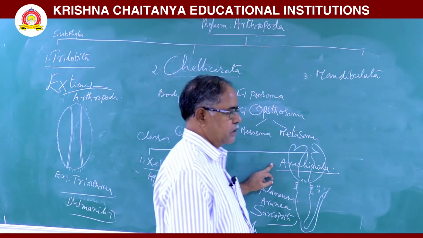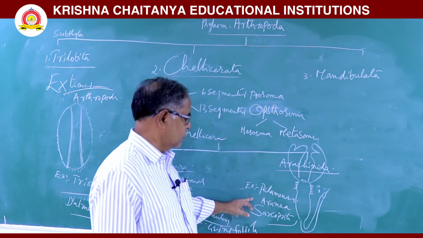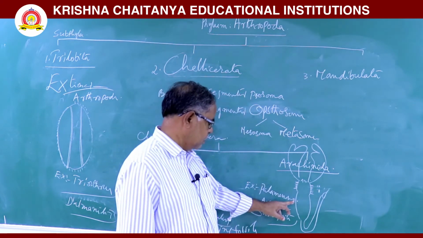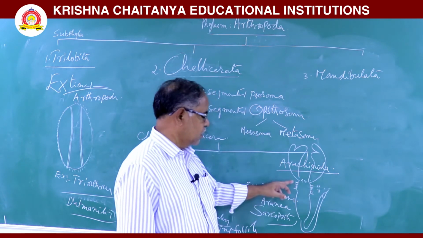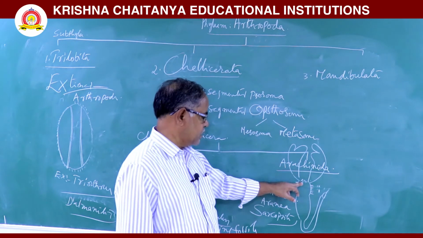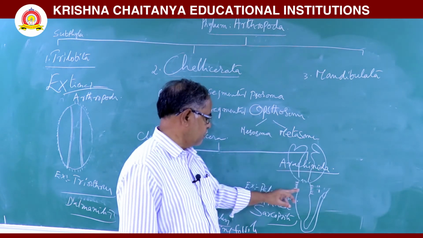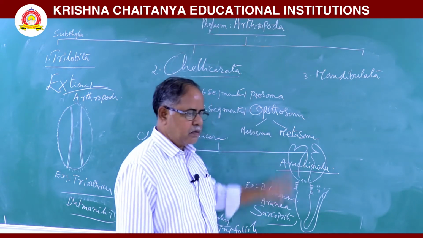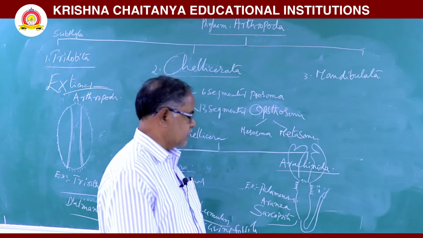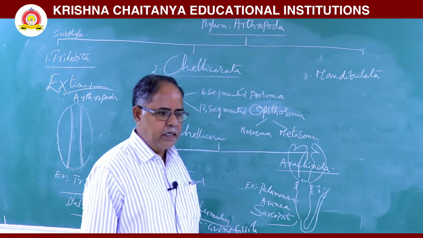Next class is Arachnida. Arachnids are terrestrial. The body is divided into prosoma, mesosoma and metasoma. In the prosoma, 6 pairs of appendages are there. The first pair is modified as a chelicera. The second pair is modified as a pedipalp. Third, fourth, fifth, sixth are modified as walking legs. In the mesosoma, appendages are modified as book lungs.